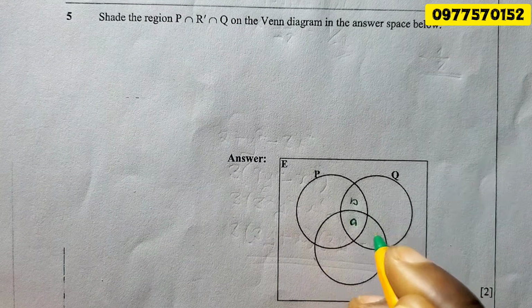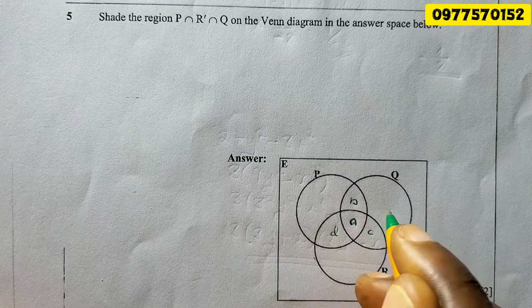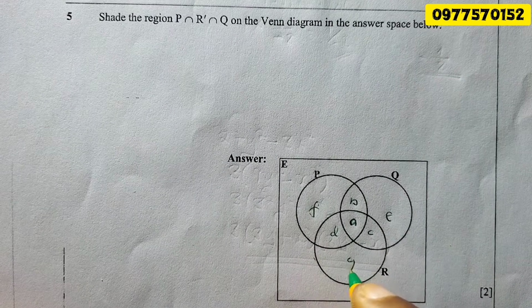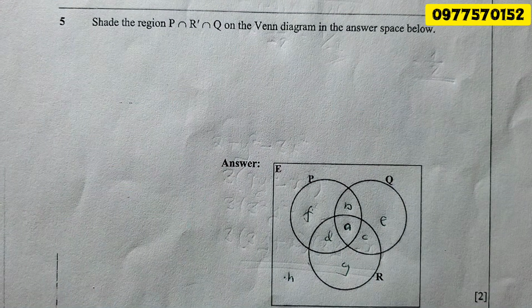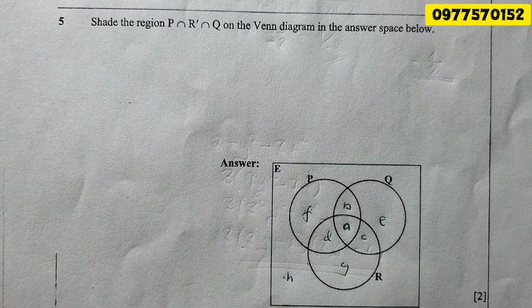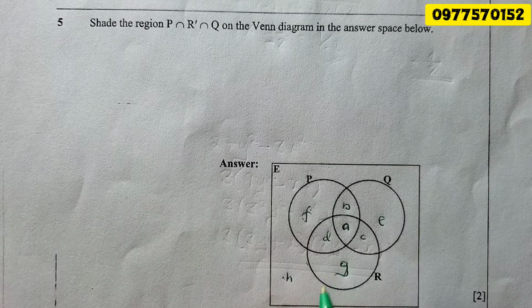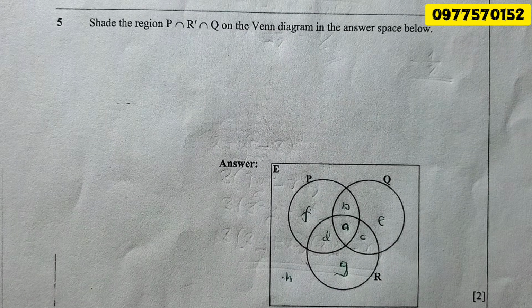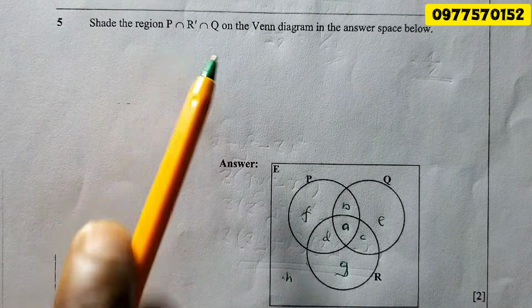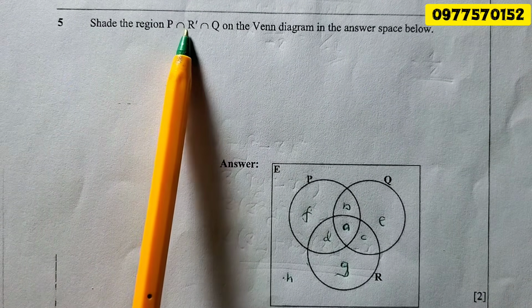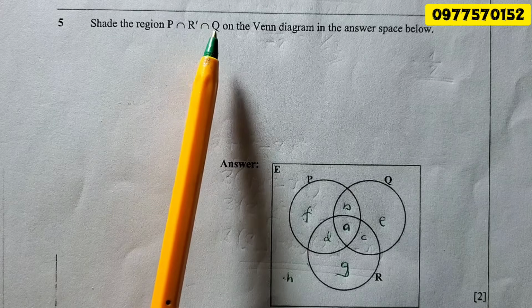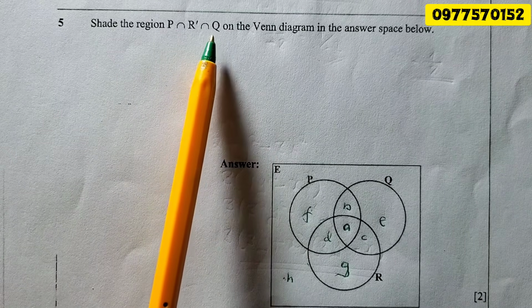Let's say here is B, C, D, E, F, G, then H outside. H outside just helps us with understanding the answer. Now, when you look at this, they're saying what is common in P intersection R complement intersection Q.